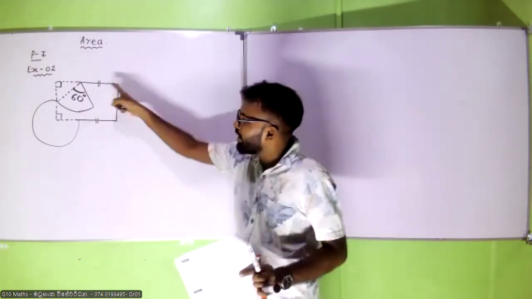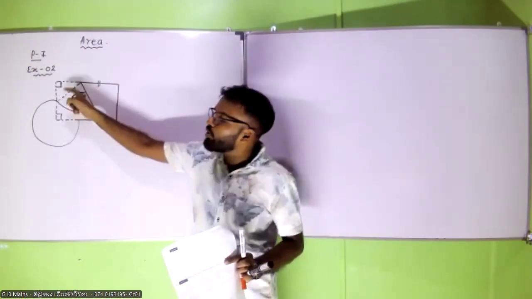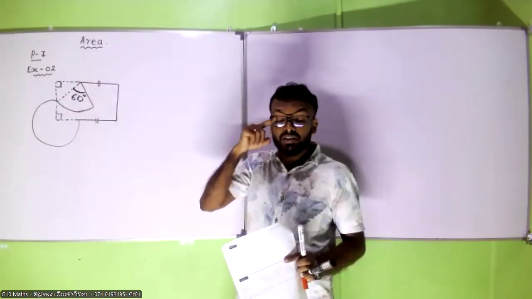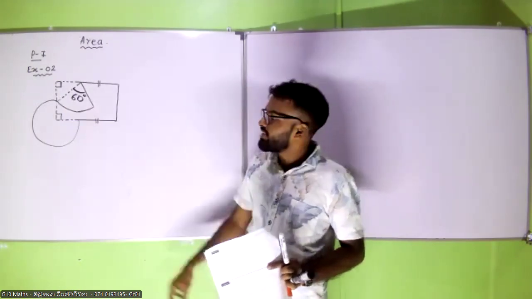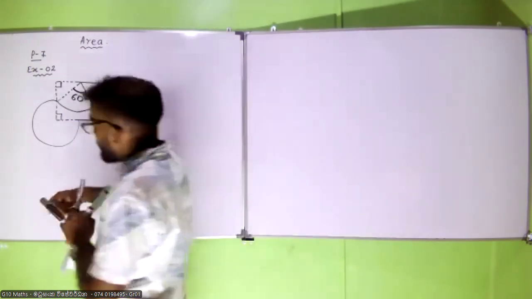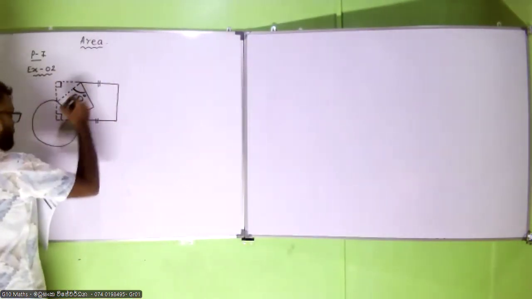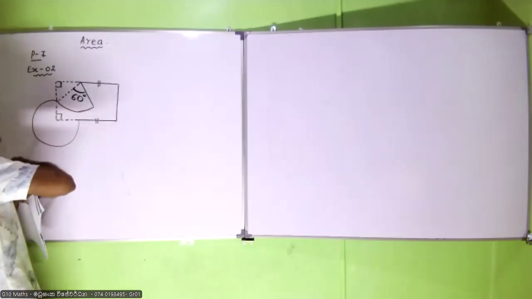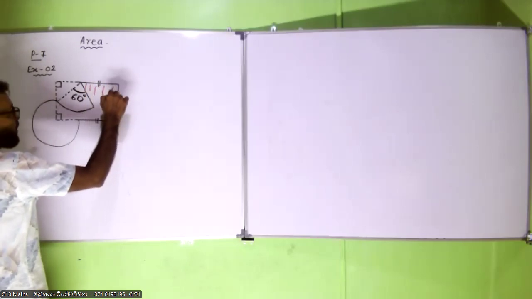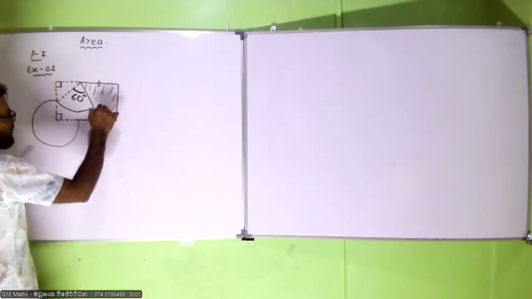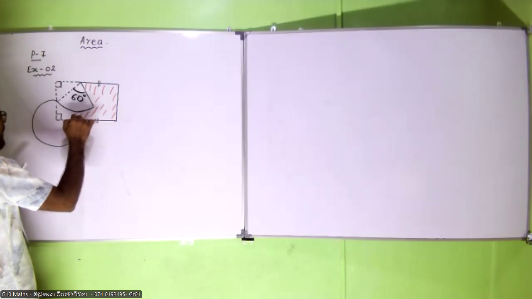So there is a thick border, and you have a dash border. So you have to find it out. What is my thick border and what is my dash border? So this part you have to find. I will color it. Maybe in this part you have to find the area.